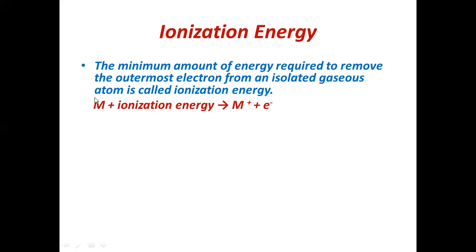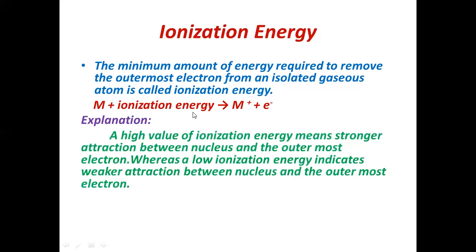You can see that if M is any metal and we provide energy to that atom, what will happen? It will lose electrons and convert into the cation form. So this type of energy which is required to remove an electron from this M is called ionization energy.